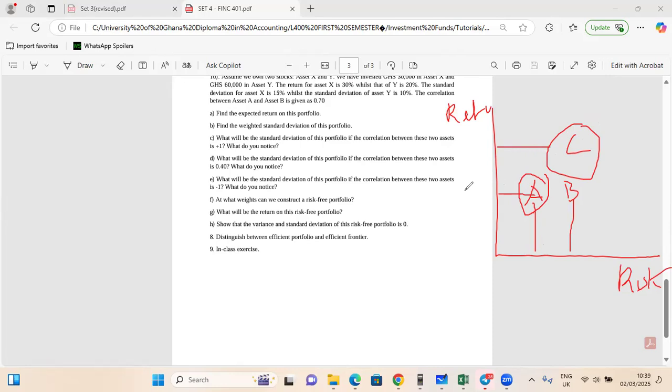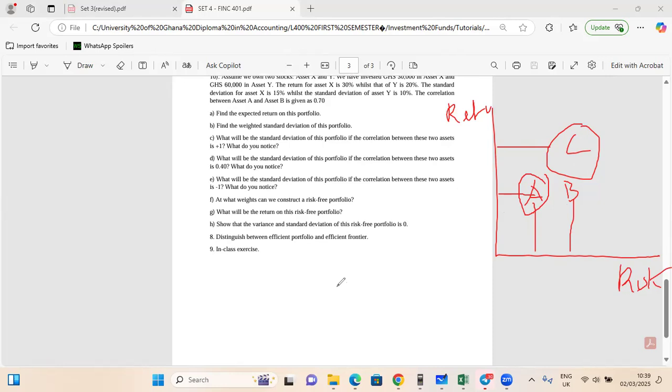Or you can say the efficient portfolio is one that provides the highest expected level of return for a given level of risk, or the lowest risk for a given level of expected return. So it aims to maximize return for each unit of risk. And that's what I've illustrated here. Whilst the frontier is a graphical representation of all the efficient portfolios available in the market.